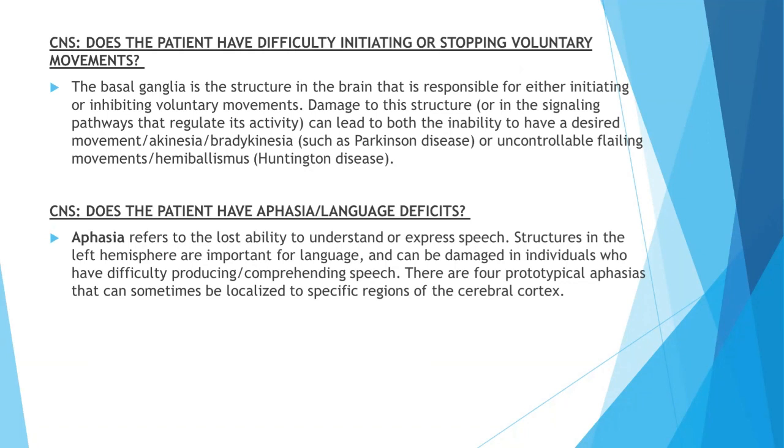Damage to this structure or in the signaling pathways that regulate its activity can lead to both the inability to have a desired movement, akinesia, bradykinesia, such as in Parkinson's disease, or uncontrollable flailing movements or hemiballismus in the case of Huntington disease.